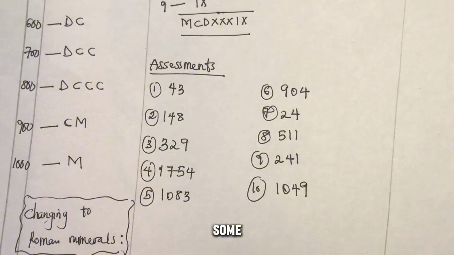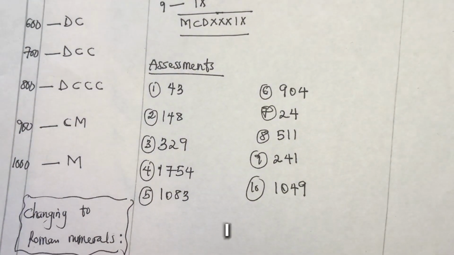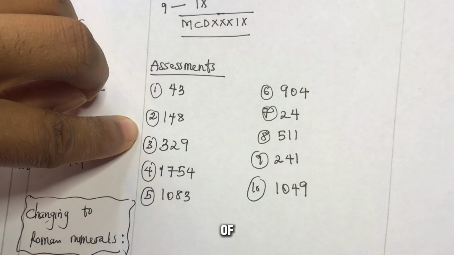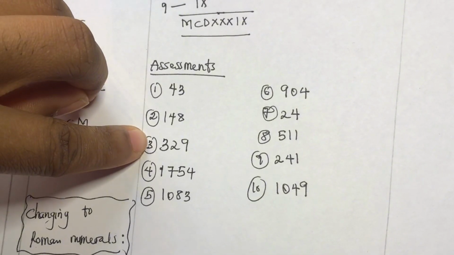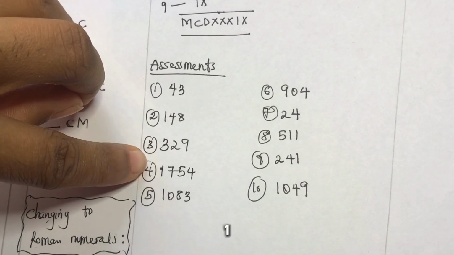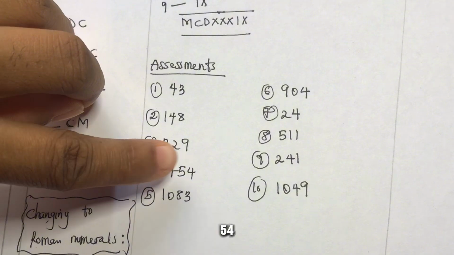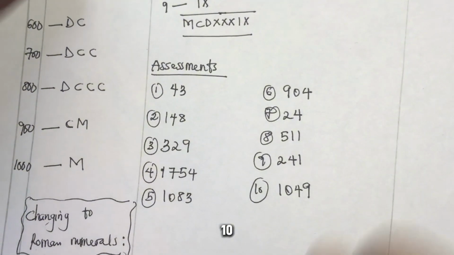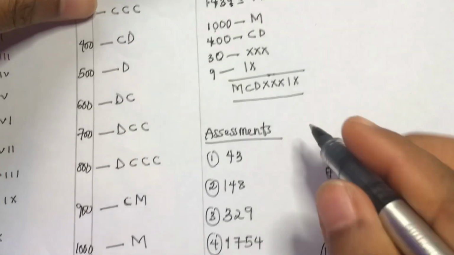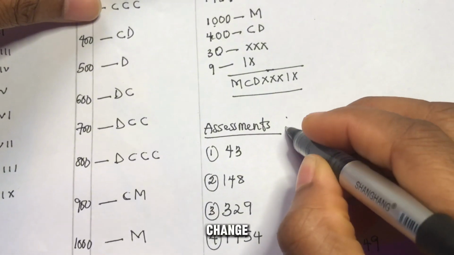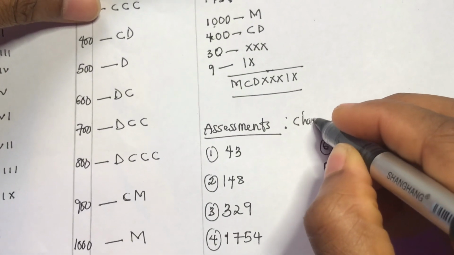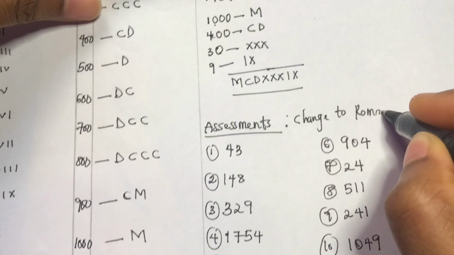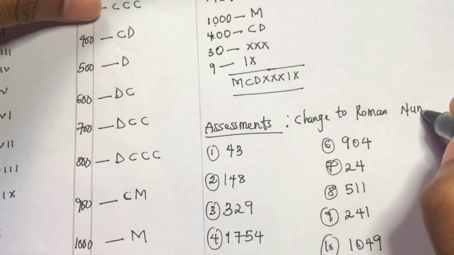So here are some exercises to try out. I have 143, 2148, 3294, 1759, 54. So the assessments are from 1 to 10. You can try them on your own. Change them to Roman numerals.